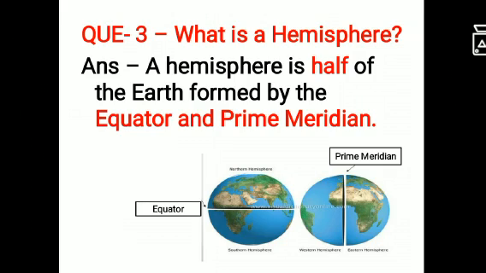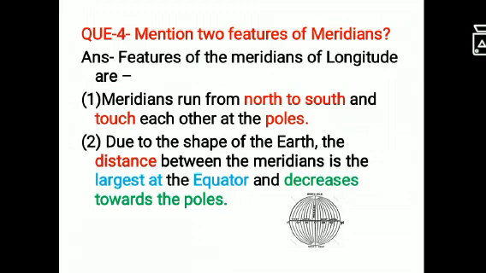And in figure 2, prime meridian, the longitude, is dividing the earth into two equal halves, eastern hemisphere and western hemisphere. Question 4, mention two features of meridians. The features of meridians of longitude are: meridians run from north to south and touch each other at poles.